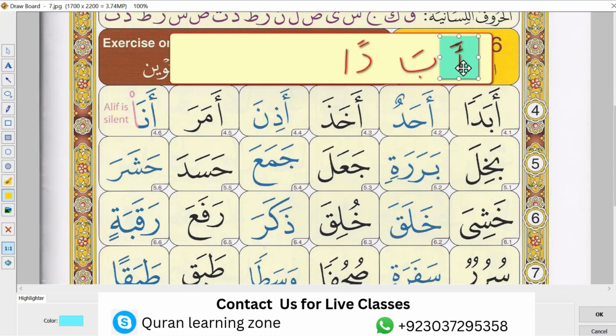So what made up these two letters? Like Hamza Zabar A, Ba Zabar Ba. Now you read without spelling these two letters, A Ba, like that. Its sound is A, and the second sound is Ba. A Ba, A Ba. Then you read the third one, Dal two Zabar.